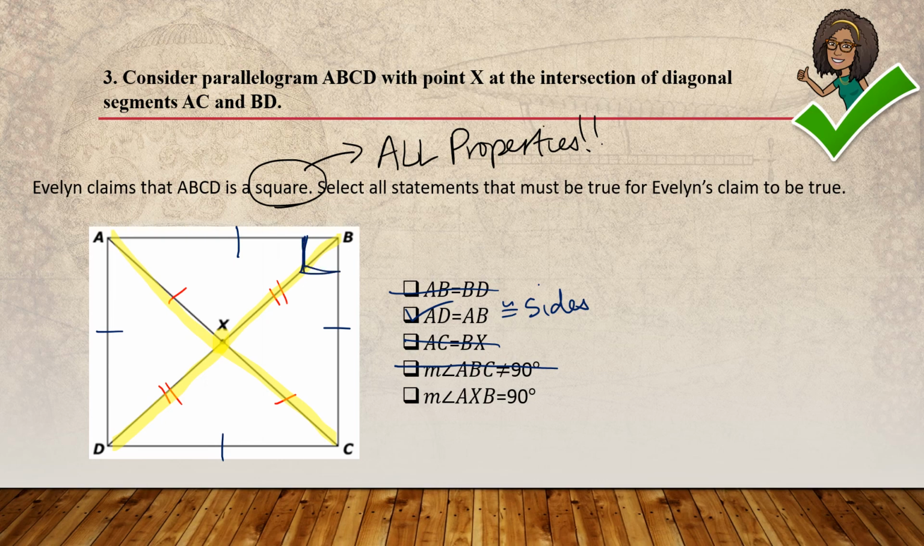The measure of angle AXB is 90 degrees. So they're talking about this angle right here that's created by the two diagonals. Remember, square holds all the properties of all the parallelograms. So the one parallelogram that has diagonals that are perpendicular, meaning that they intersect and create a 90-degree angle, is a rhombus. So we know that a rhombus has diagonals that are perpendicular. So we know that that statement is true. So we have the second and the last statement to be true.